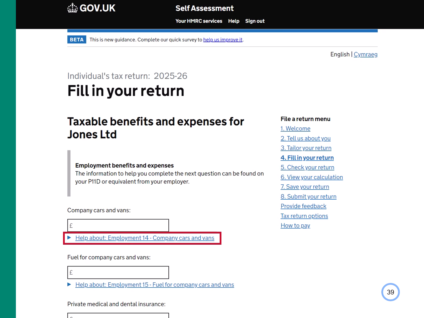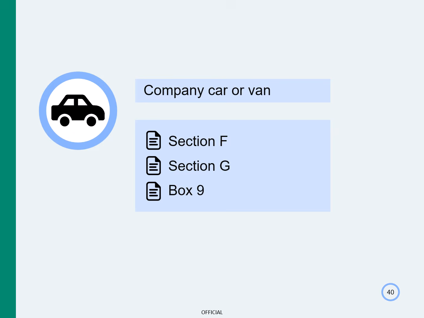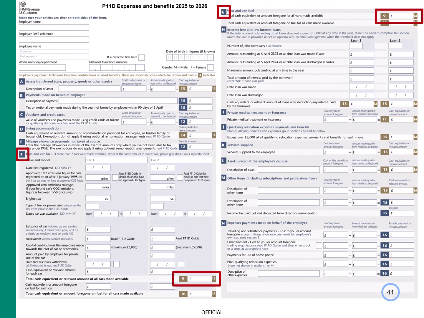The Help About guidance for each box tells you what to include. It also tells you the section and box number on the P11D where you can find the details. For example, if you had a company car or van, you can find the amounts to enter in section F and G, box 9 on the P11D. So these are the boxes on the P11D where you'll find the amount you need to show.